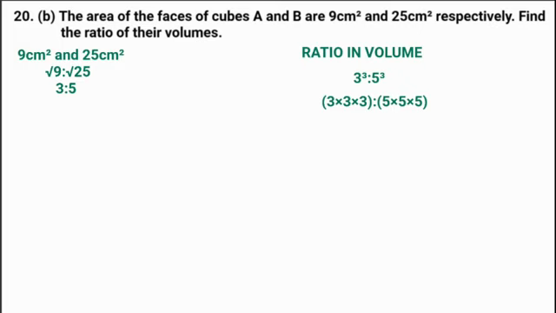Then 3 by 3 will give us 9. 9 times 3 will give us 27. 5 by 5 will give us 25. 25 by 5 will give us 125. And this is now the ratio in volume. So the ratio in volume of these cubes is 27 to 125.